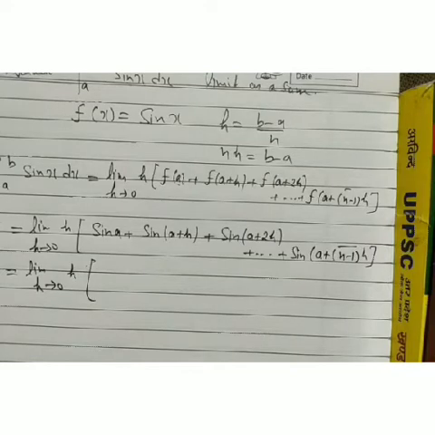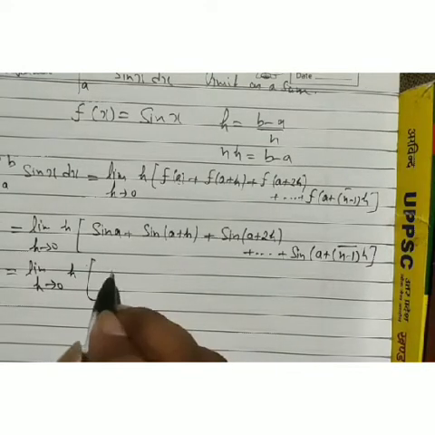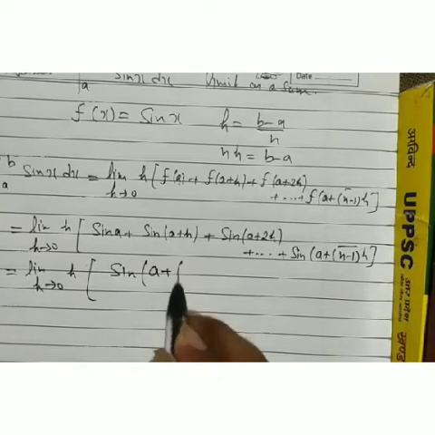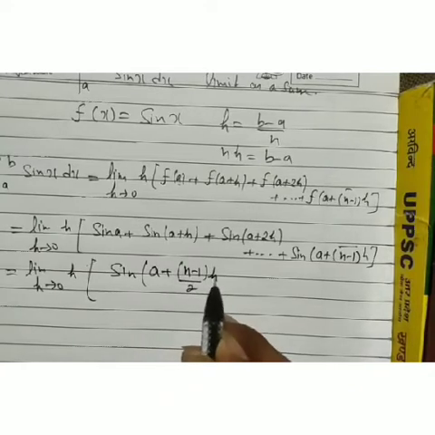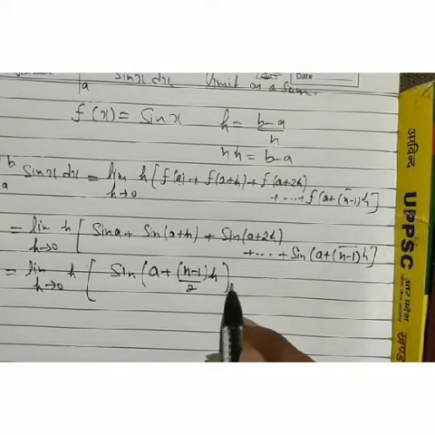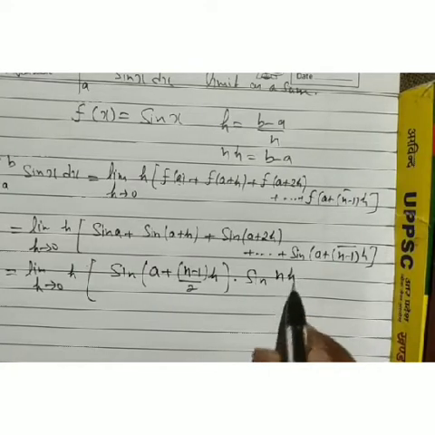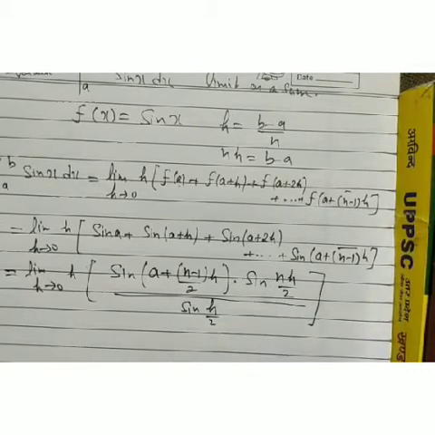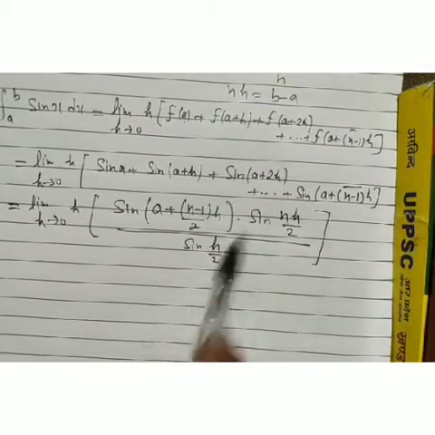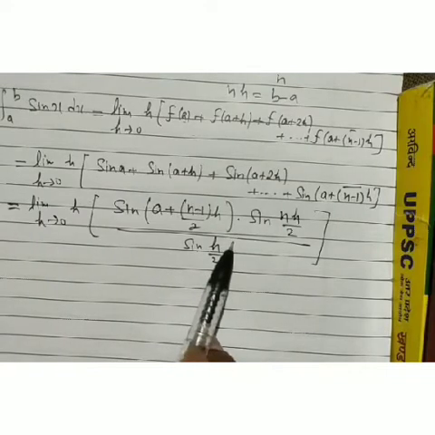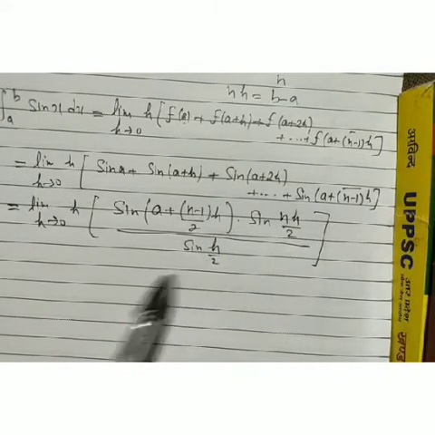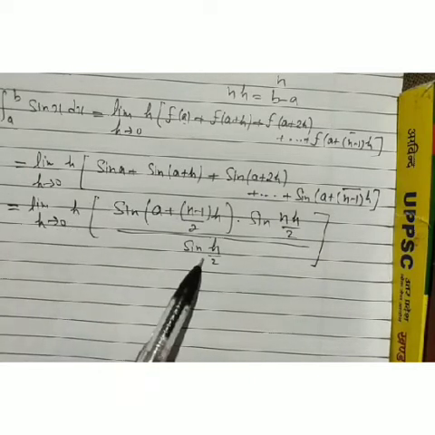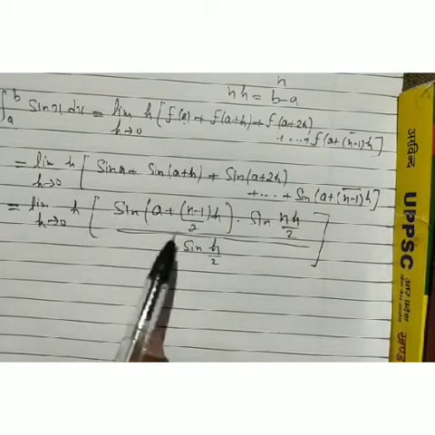We have sin((a + (n-1)h/2)) into sin(nh/2) divided by sin(h/2). From trigonometry we have this result. Now what we do, we are just going to use that we have sin(h/2), then obviously here we have h, here sin(h/2), then we have to use the limit as h tends to 0 of (h/2)/sin(h/2) equal to 1 there.